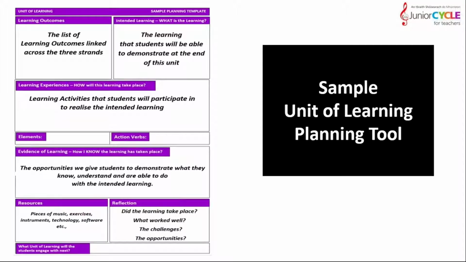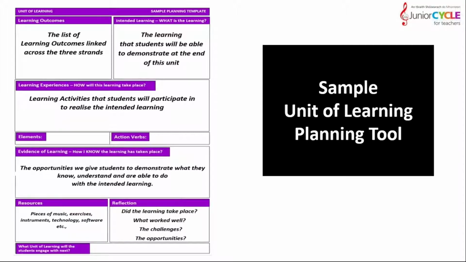The intended learning is what is the learning we want our students to know by the end of this unit. Learning experiences is how this learning will take place. Evidence of learning is how we know this learning has taken place. And after that, we document what resources we will use, and the importance of this reflection piece, as we already have discussed, cannot be understated.